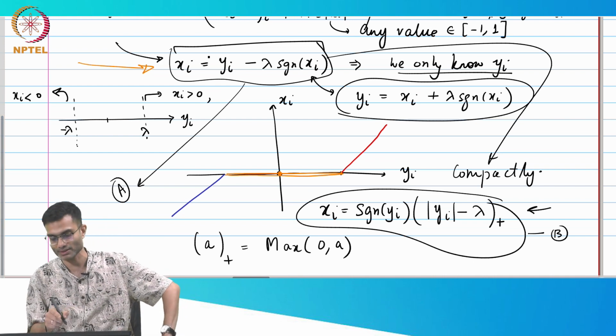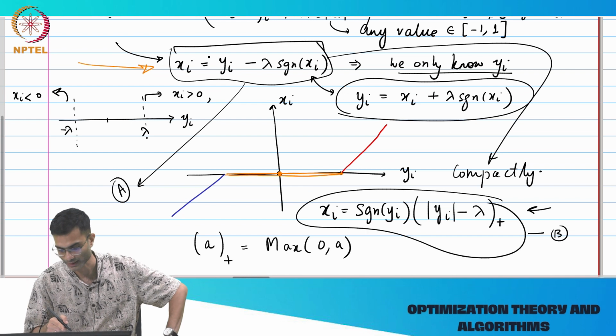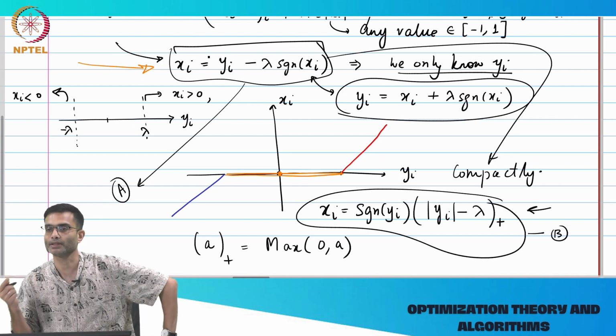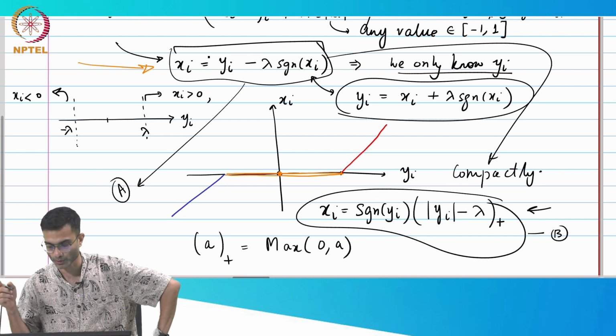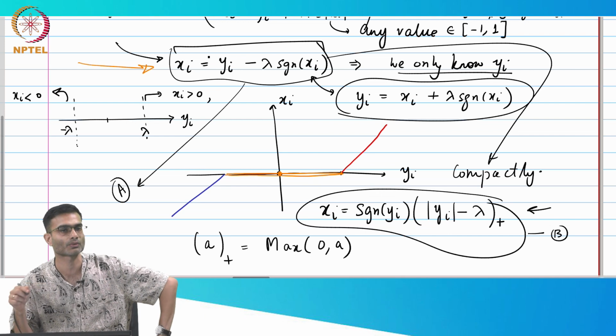Right. So you notice this way of writing this graphical relation between xi and yi, particularly for those of you working on the course project, you may come across this operator many times. This is also called a soft thresholding operator.